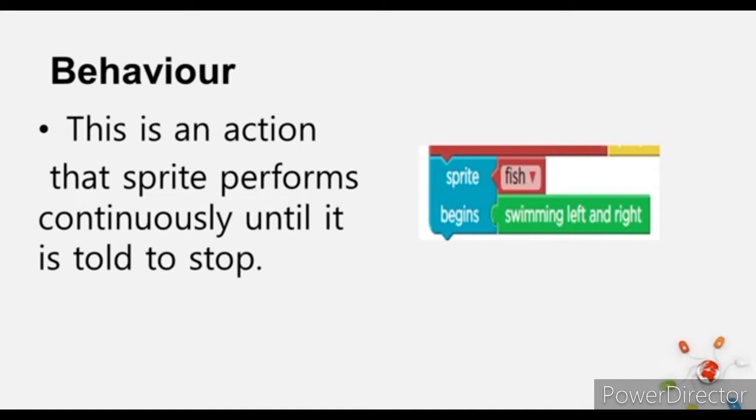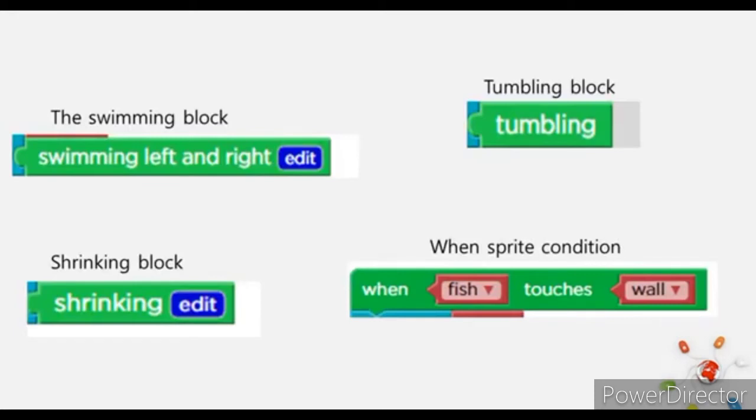Now the instruction that is given to a sprite to move or to perform continuously until it is told to stop is called a behavior. Every one of us here has a behavior that we are known for. The same thing happens with the sprite. The sprite also has a behavior that it's known for. Like if you give a behavior for a fish to swim to the left and to the right, that is what the fish continuously does until you tell it to stop. There are so many examples of behavior blocks, like the swimming blocks, the tumbling blocks, the sprinkle blocks, the when sprite condition block. So all these are some of the examples of the behavior block.